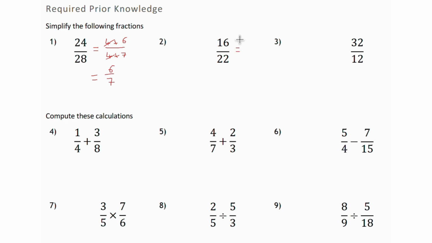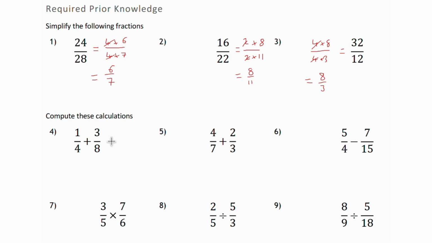16 over 22, we're going to split this into 2 times 8 and 2 times 11. We have a common factor which we can cancel, so it simplifies down to 8/11. 32 over 12, I'm going to split that down into 32 could be 4 times 8, and 12 is 4 times 3. I have a common factor which I can cancel, which gives me 8/3. Now that idea of common factors is going to be really, really important when we get onto algebraic fractions.